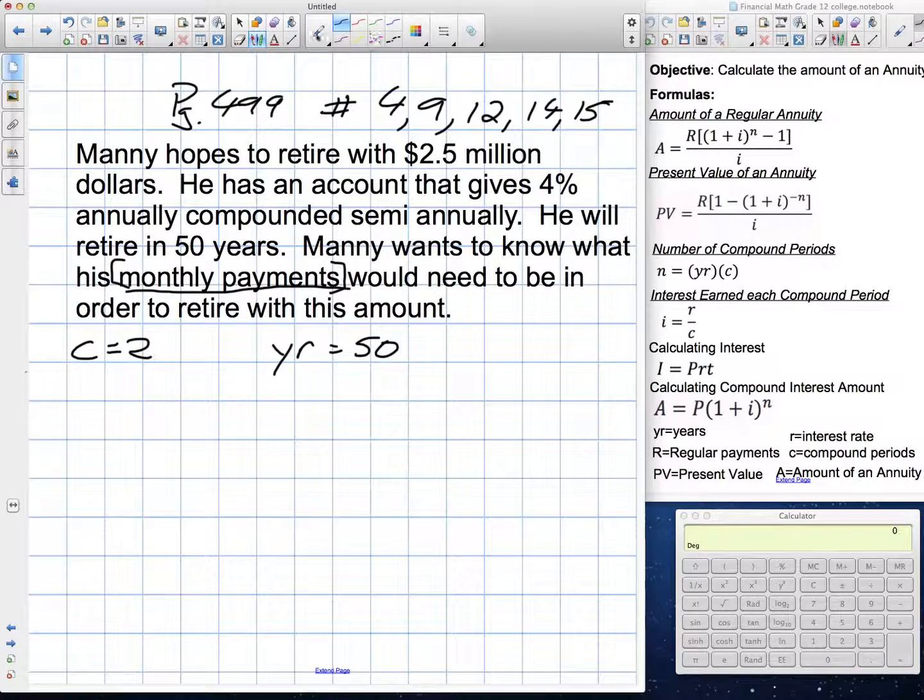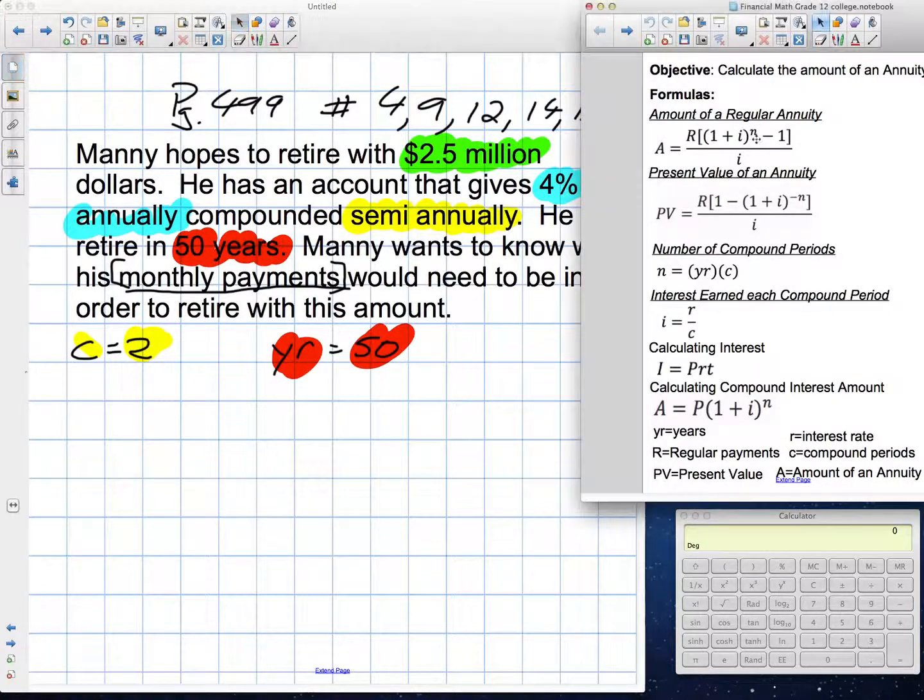The compound period in this question is semi-annually. So we're going to work with C being just the number 2. Okay? The interest rate is 4% annually. You know that. And the future value, the amount he wants to have when he retires, is $2.5 million. And he's going to do this in 50 years. So 50 years is how long this is going to take.